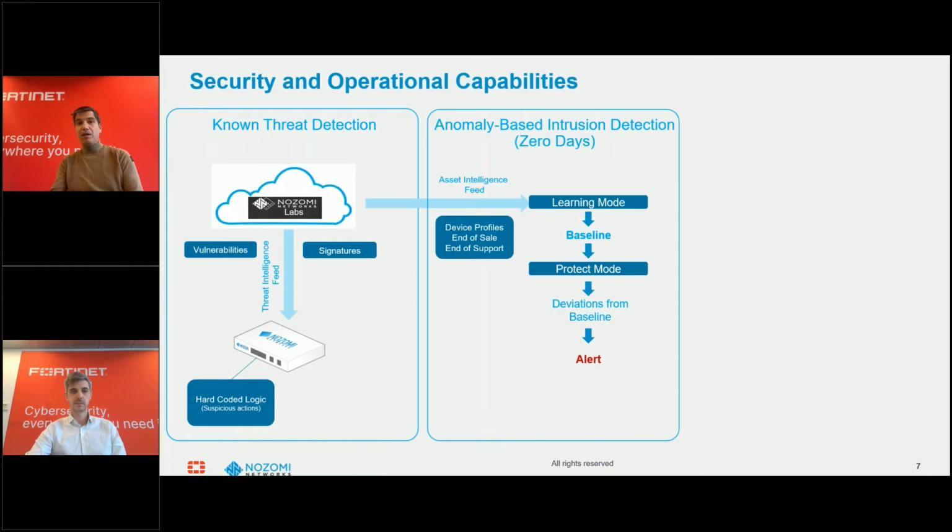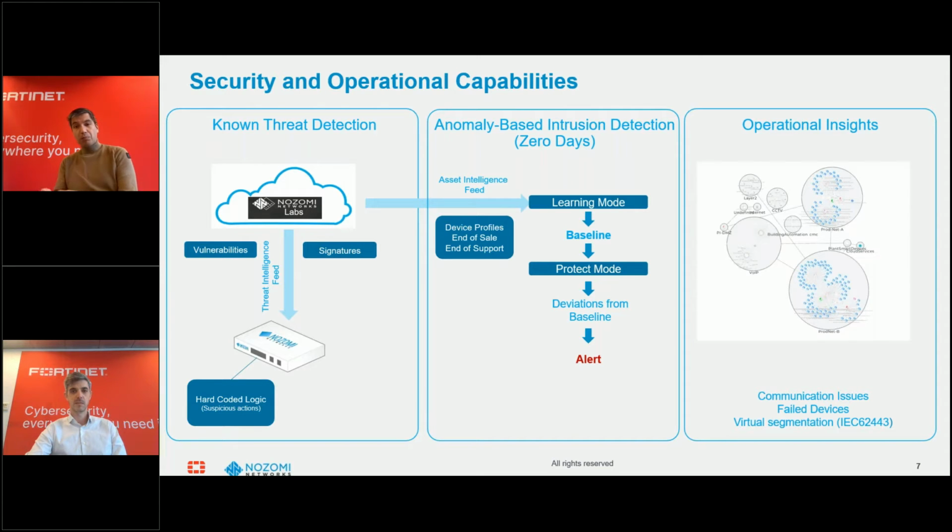And next to that is that we can do anomaly-based detection. So where we see deviation from the baseline, with deep knowledge of the OT protocols, where we can alert on, for example, function codes that haven't been seen, process variables that have been changed, and so forth. So this really helps you with getting good insights, and not only security, but also operational.